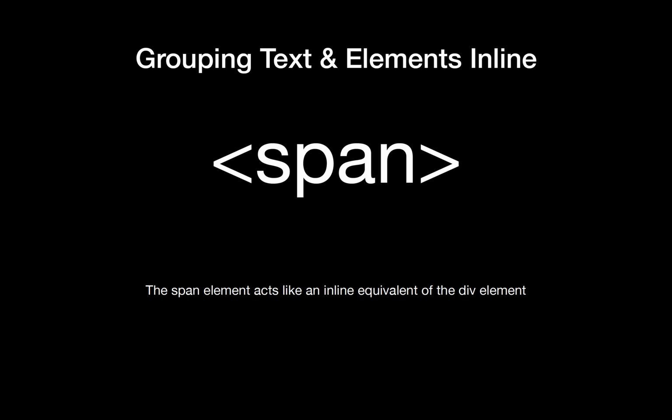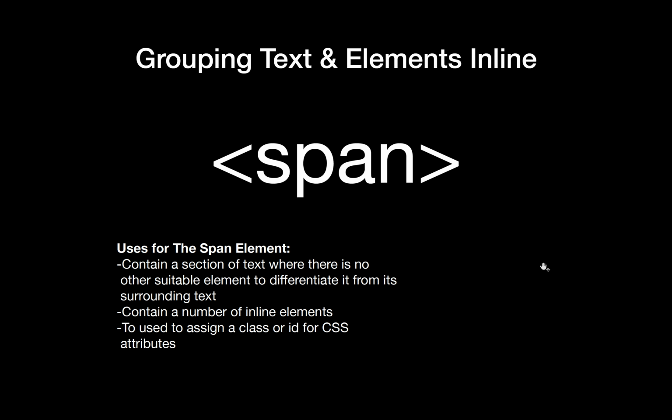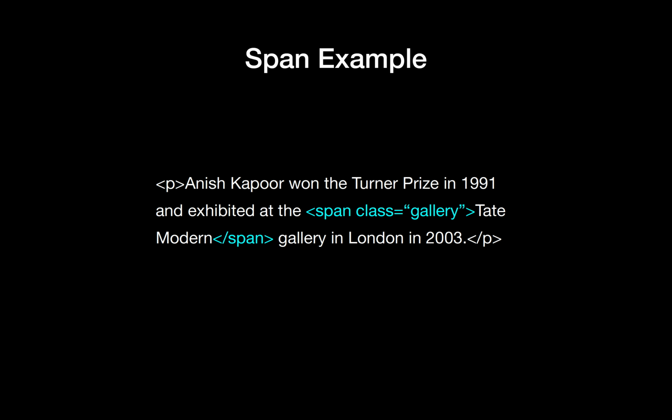Grouping text and elements inline, thinking of our span element. The span element acts like an inline equivalent of the div element. So uses for the span: to contain a section of text where there's no other suitable element to differentiate it from its surrounding text, to contain a number of inline elements, and to use to assign a class or ID for CSS attributes. So again, this is what a span would look like.